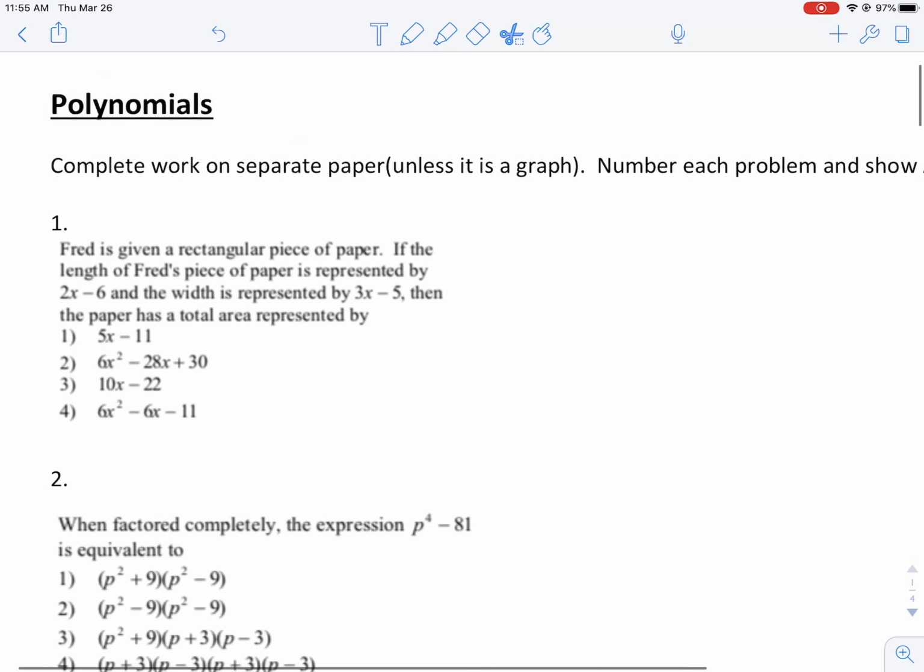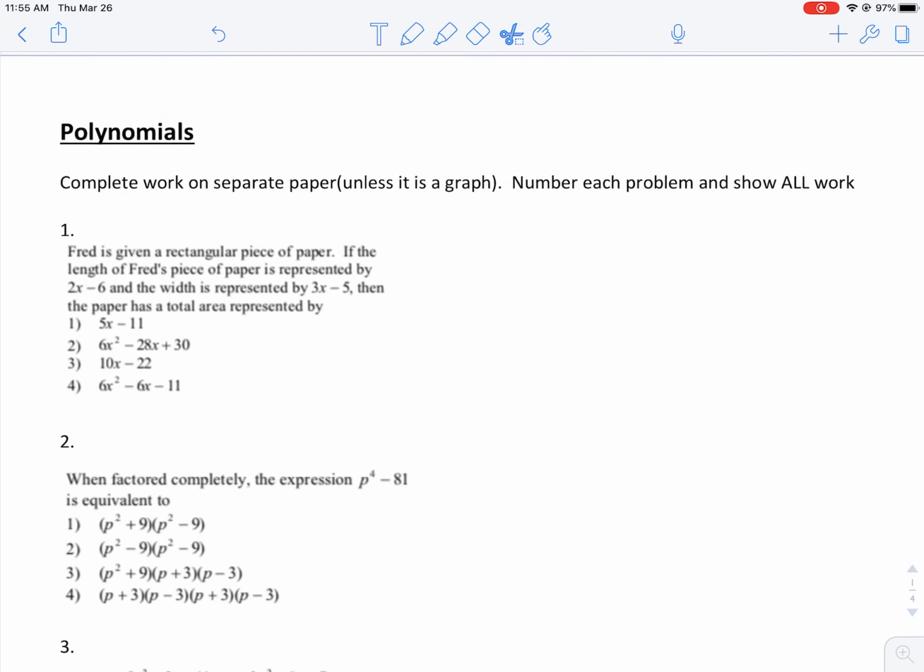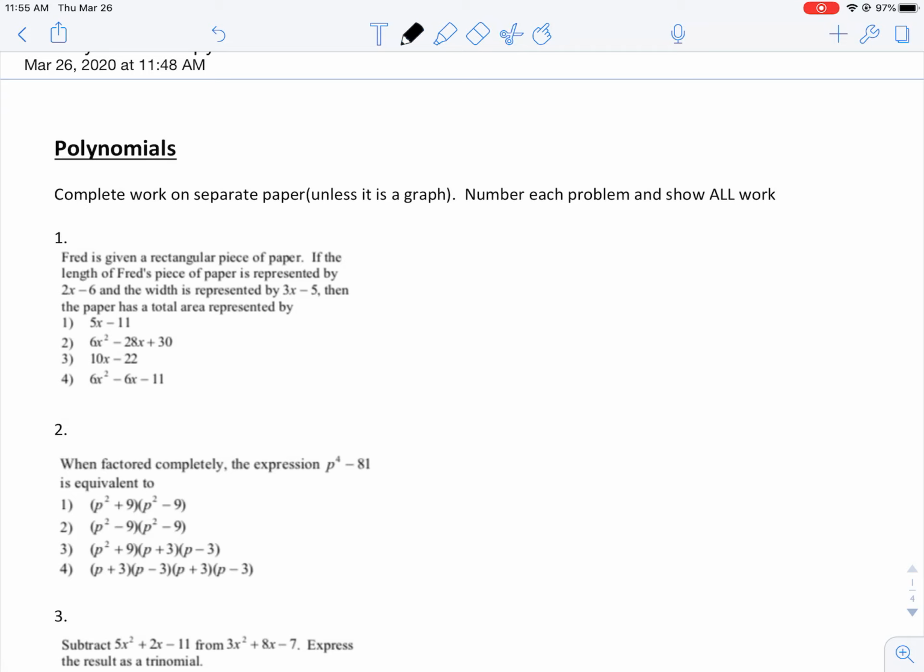They're just monomials joined together, and depending on how many they are will determine its name, but they all fall underneath this category of polynomial. Okay, so let's take a look at number 1.